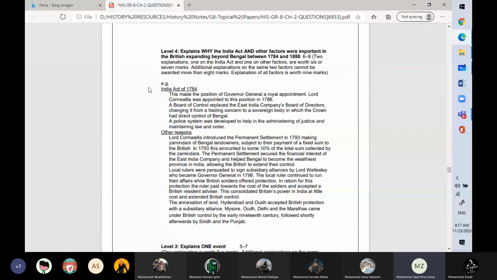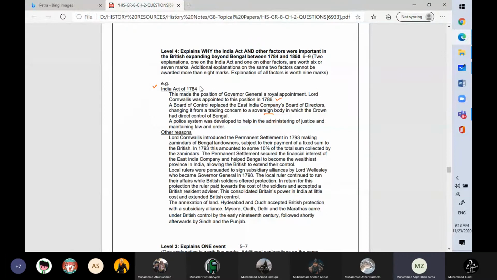Out of those administrative reforms, they have mentioned the India Act of 1784. We discussed that this made the position of Governor General a royal appointment. Lord Cornwallis was appointed to this position in 1786. A board of control replaced the company's board of directors, changing it from a trading concern to a sovereign body in which the Crown had direct control of Bengal. A police system was developed to help in administering justice and maintaining law and order.